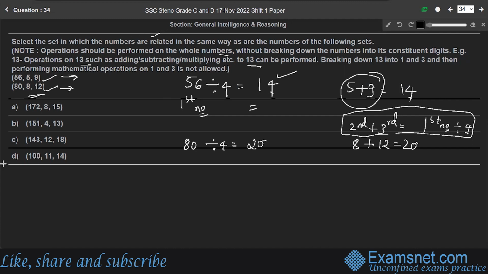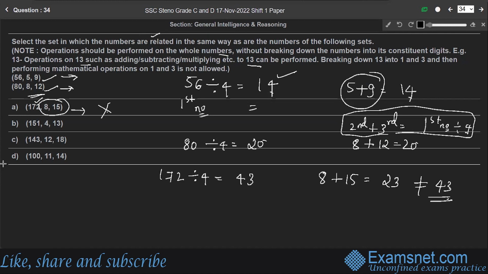Therefore, among the 4 options, which option follows the same logic? Consider the first option, in which the first number is an even number, 172, which is divisible by 4. 172 by 4 is 43, whereas the remaining two numbers are 8 and 15, and 8 plus 15 is 23, which is not equal to 43. Which is not the first number divided by 4. Therefore, the first option doesn't follow the same logic.